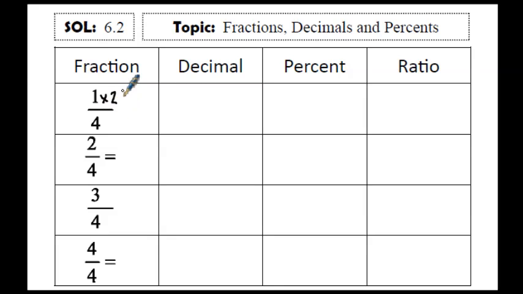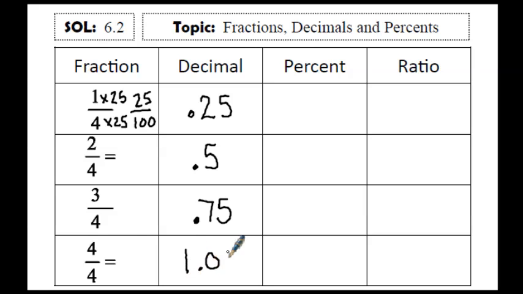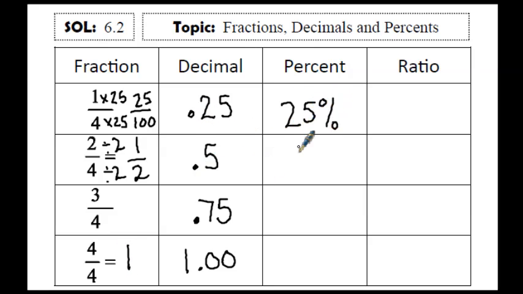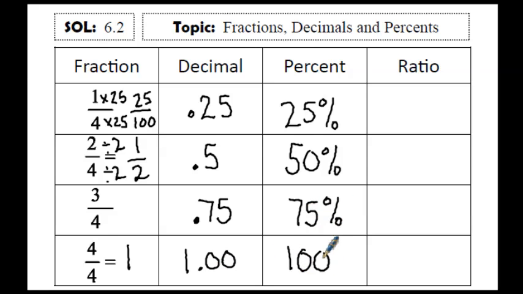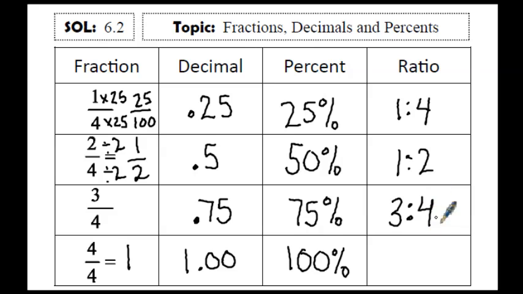When you're talking about fourths or quarters, you need to remember that 4 quarters make $1, and 1 quarter would be 25 cents, 2 quarters would be 50 cents, 3 quarters would be 75 cents, and 4 quarters would be 100 cents. And we know 2/4 simplifies to 1/2, 4/4 simplifies to 1 whole, and all of the percents will follow with how many cents you have. And the simplified ratios would be like the simplified fractions.